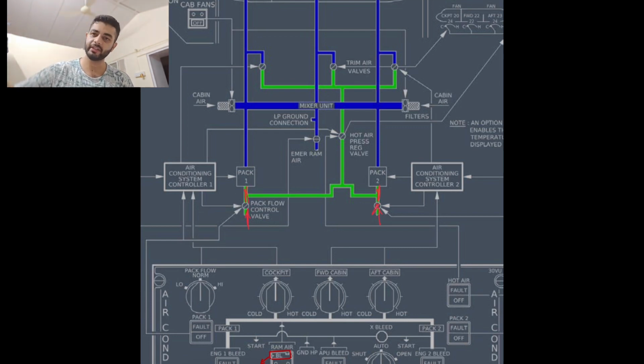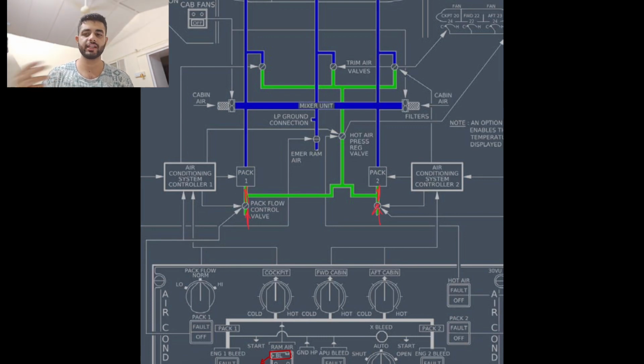If it's coming from the engine, the engine is going to have very high pressure, so you need to make this into low pressure, and then you air condition it and get it to the temperature you want, and then you give it to the passengers and to the systems that require it for ventilation and everything. Okay, so far pretty good.